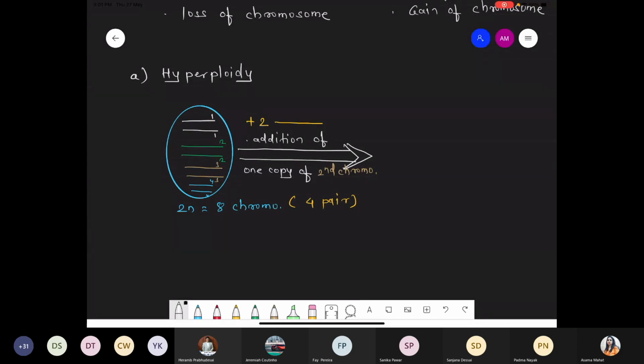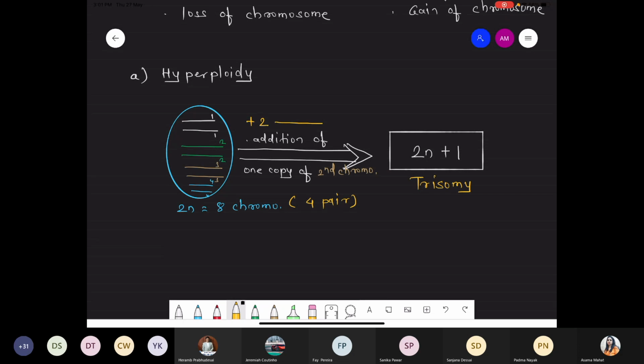Trisomy means what? Whatever organisms are there, they are already diploid. Earlier, 8 chromosomes were present in the body, but now there is an addition of one copy of a chromosome. So it will be represented by trisomy, that is 2n plus 1. 2n means the organism was already diploid, but there is an addition of one copy of the second chromosome. That addition of one copy we represent as plus 1. Such a condition is called trisomy. This condition is called which somy? That is trisomy, right?